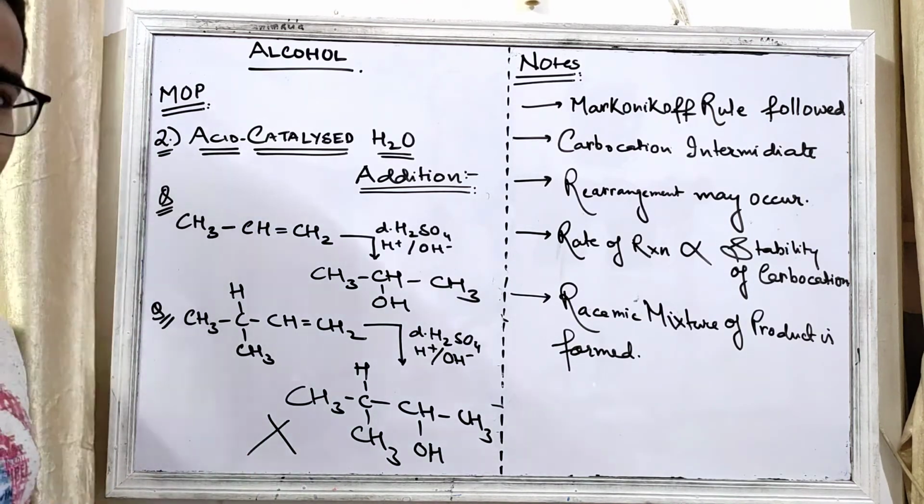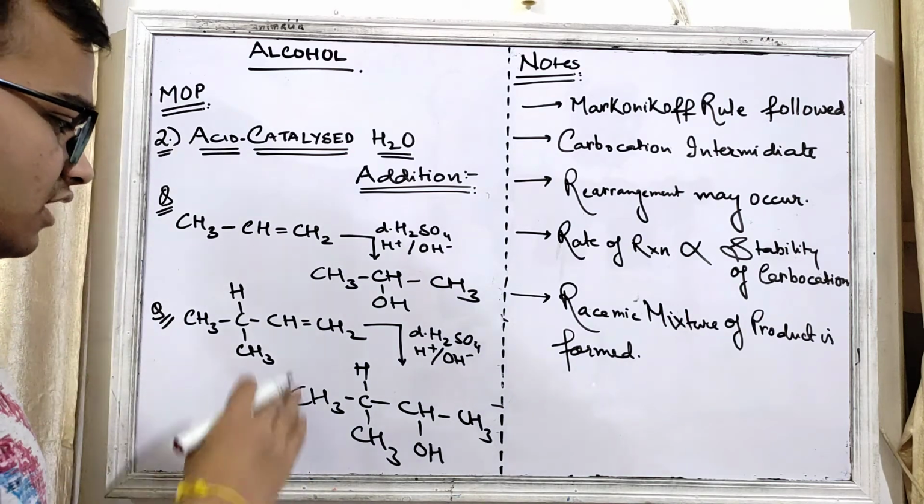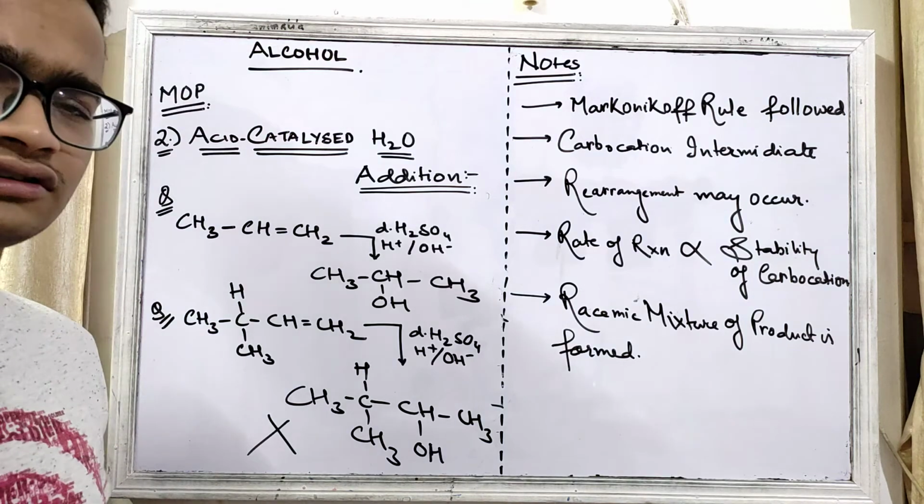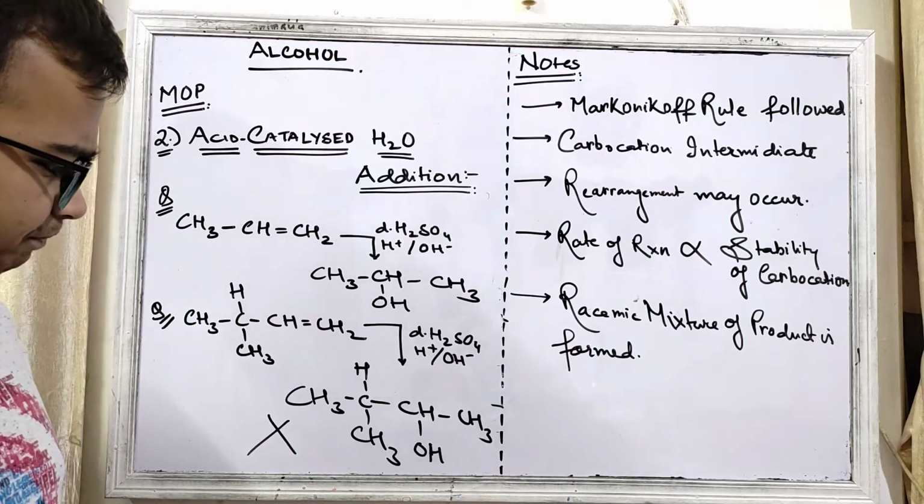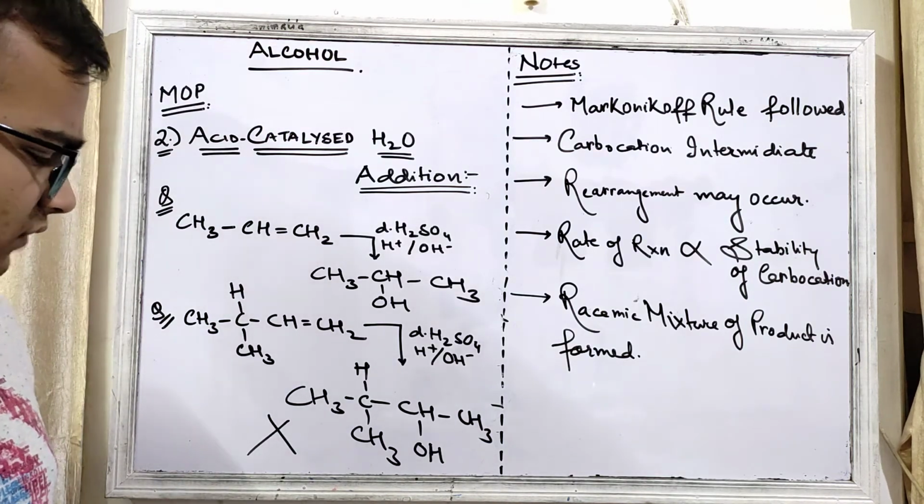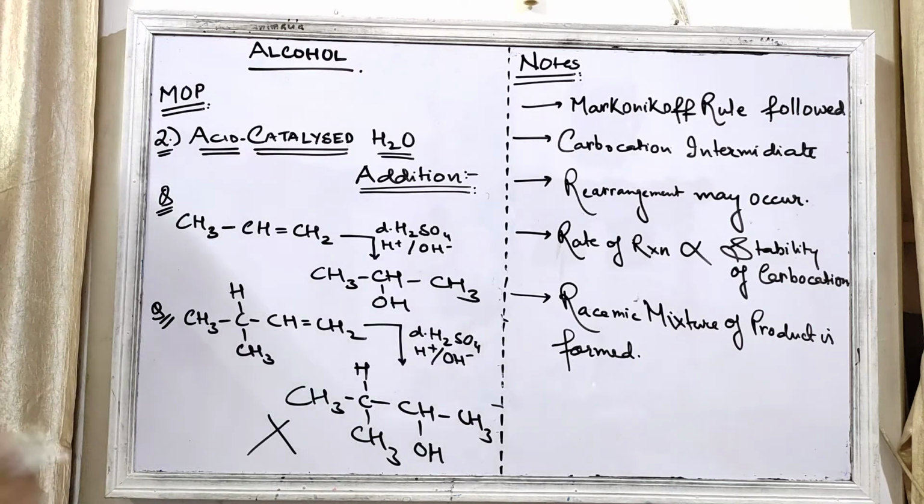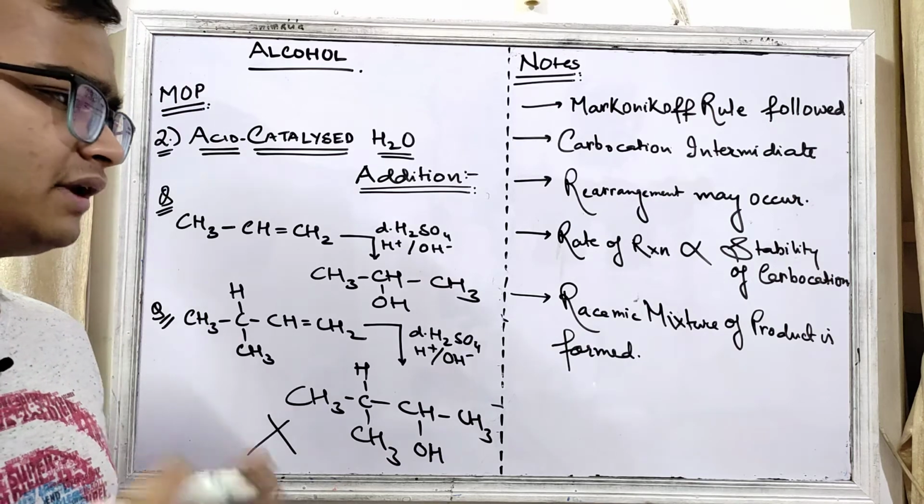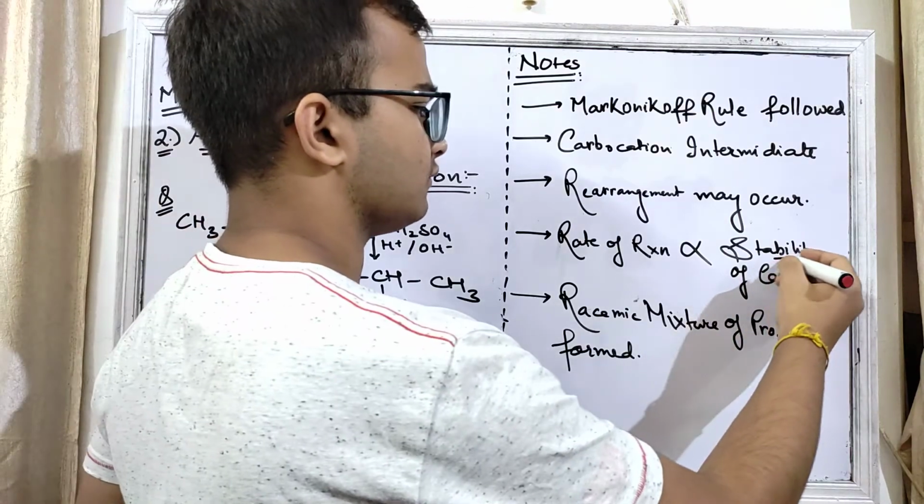Yes, you will question me, why not Markovnikov rule? According to Markovnikov rule, this is supposed to be the product, but actually this is not the product. See, why I am telling you: Markovnikov rule is just a statement. The main thing is the stability of the carbocation.